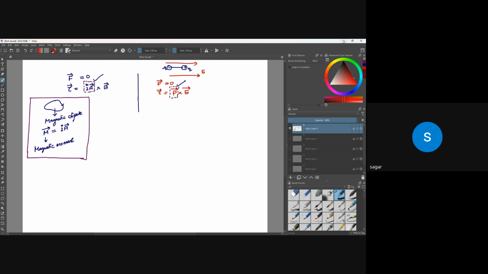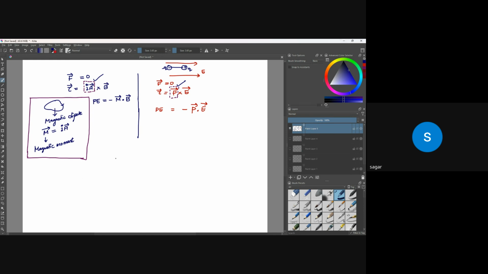Now, if you remember electric dipole, there was another formula that we learned. It is the potential energy: minus P bar dot E bar. Here also I can do the same thing: minus M bar dot B bar. Same formula. In fact, if you look at the proof, it will be exactly the same. Just replace E with B and P with M, and everything looks the same.